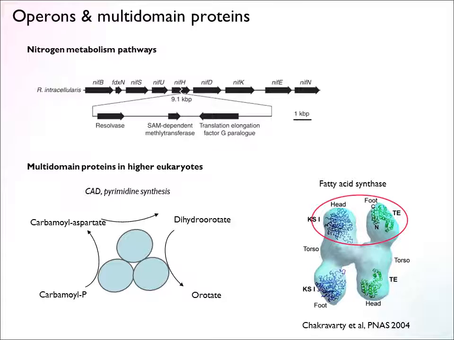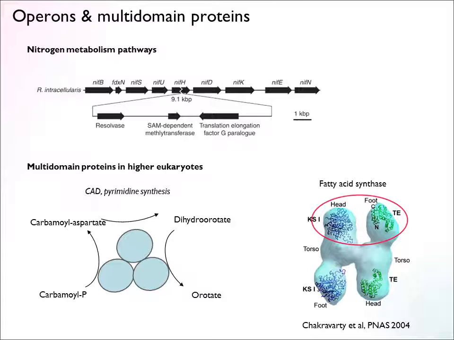People have looked for similar things in eukaryotes, in higher eukaryotes, and even in humans, but this type of organization doesn't seem to be present. There are cases where you have one or a couple of related enzymes, or an enzyme and a transporter or something like that, co-localized in the genome. But by and large, this doesn't happen so much. What does happen in higher eukaryotes is that related enzymatic activities tend to be fused into multi-domain proteins. So there are quite a few examples of that.